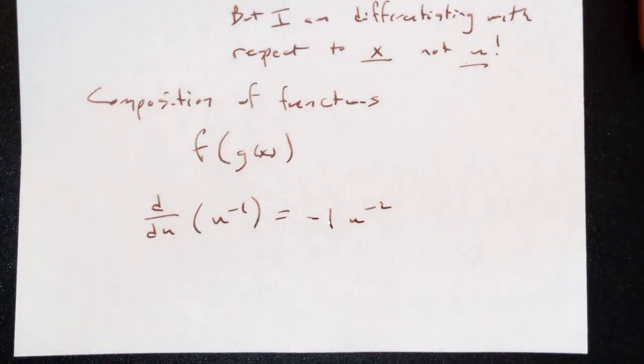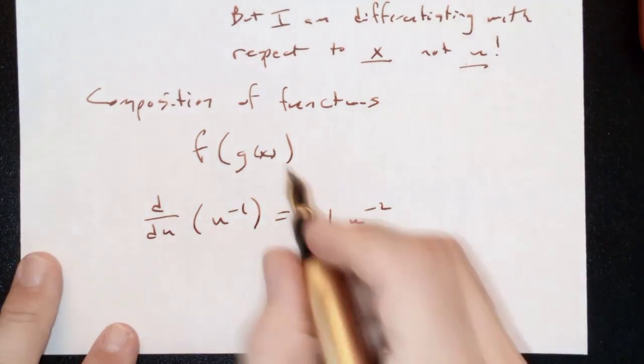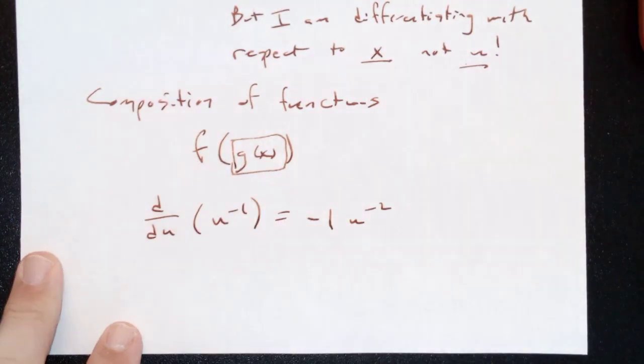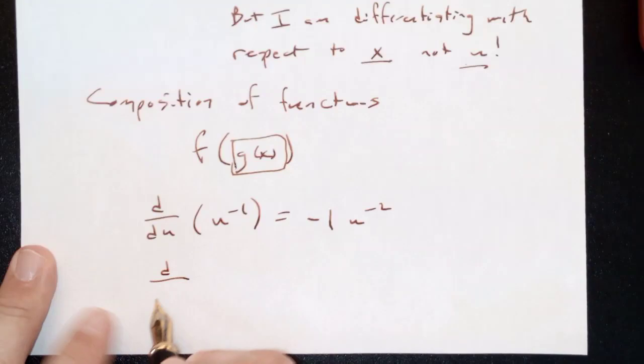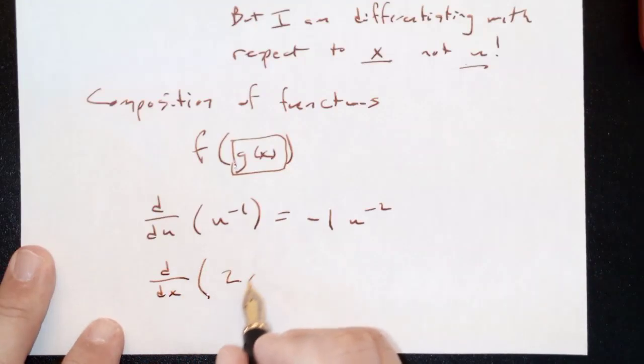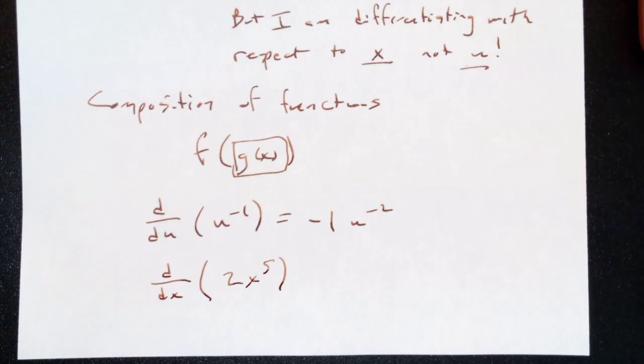Problem. That ignored my inside part. That only dealt with the negative 1. But it's not just the x to the negative 1. It's not just u to the minus 1. That u is something else, right? So let's think about the u part as if it was another function. I can think of the derivative with respect to x of that part. Wait a minute. I know how to do this.